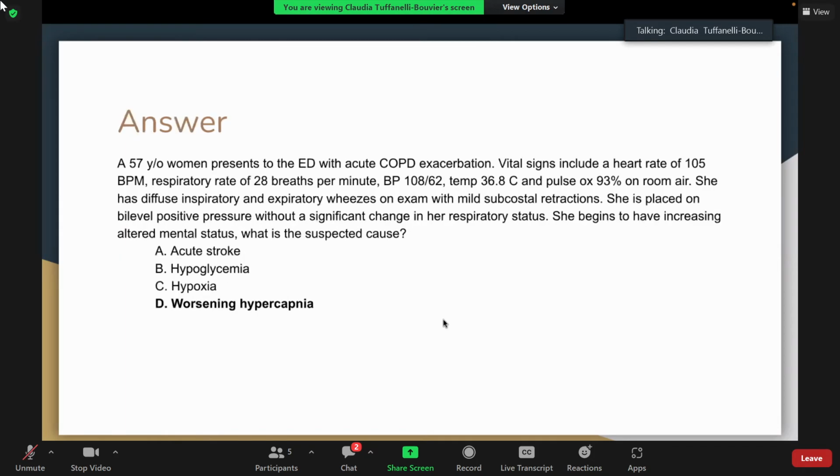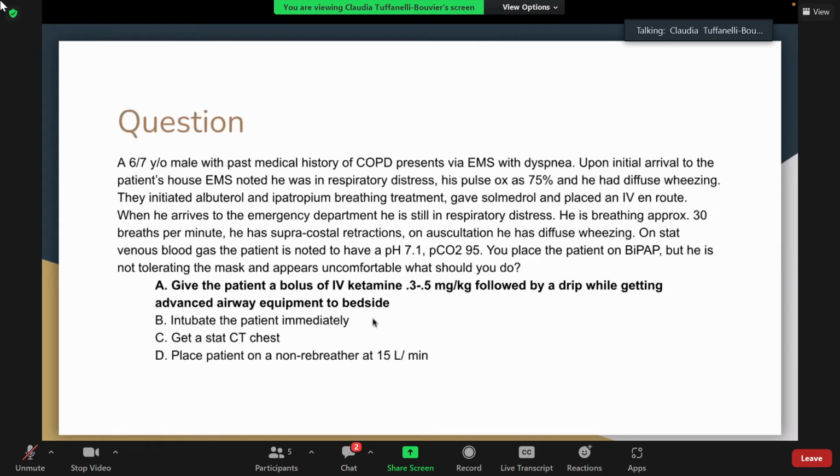And last question, that I already have the answer for you, because I skipped ahead on accident, but that's okay. We can talk about it. A 67-year-old male with past medical history of COPD presents via EMS with dyspnea. Upon initial arrival to the patient's house, EMS noted he was in respiratory distress. Pulse ox was 75% and he had diffuse wheezing. They initiated albuterol and ipratropium breathing treatment, gave Solumedrol, and placed an IV en route.